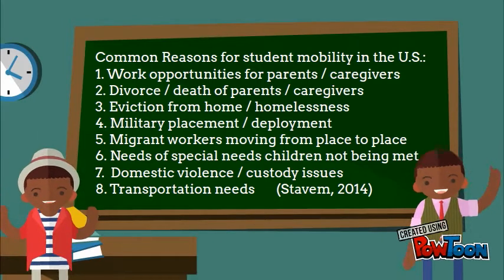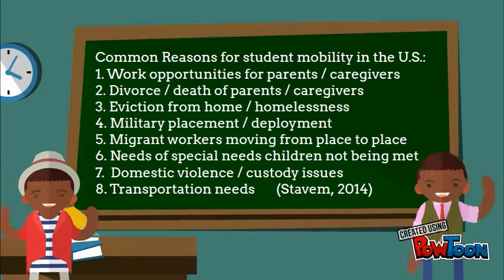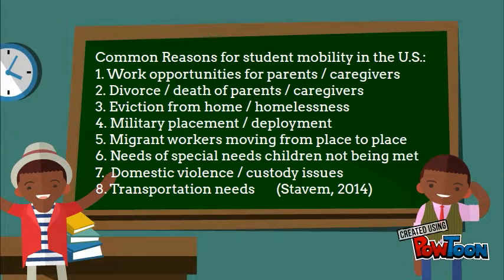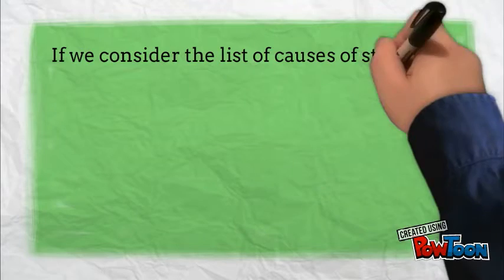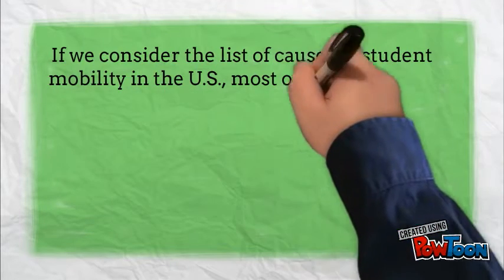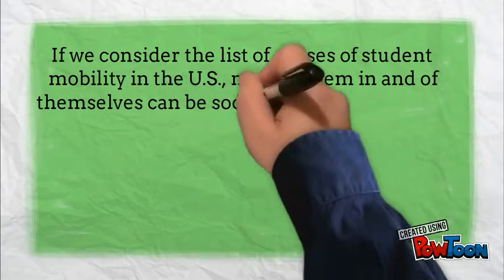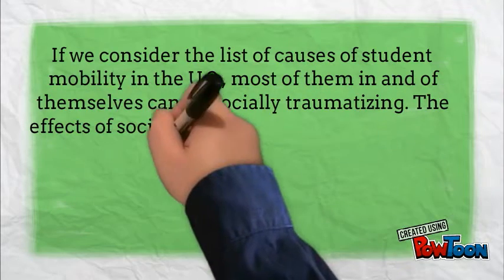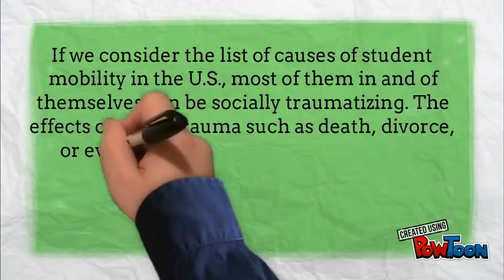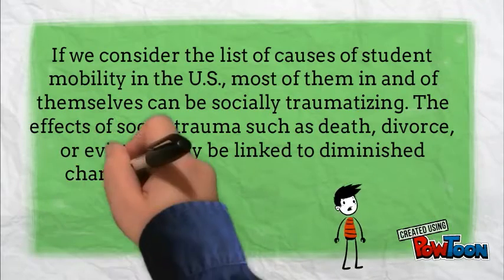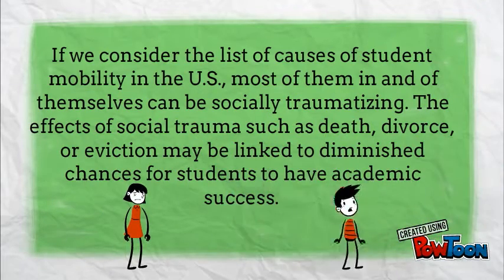Below is a list of common reasons for student mobility in the United States. I think the most surprising fact for me from these was that some families are evicted from their homes and move their children multiple times during the year due to homelessness or eviction. So some of these reasons for moving in the United States, we can see that they're socially traumatizing. Adding to this, having to move from one school to another, maybe multiple times within the year, the effects that this will have on academics can be great.